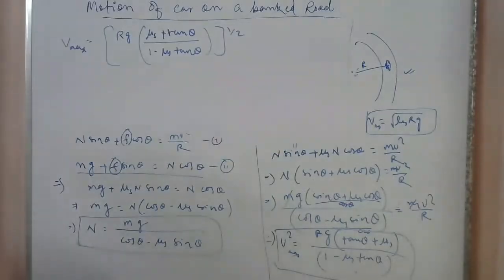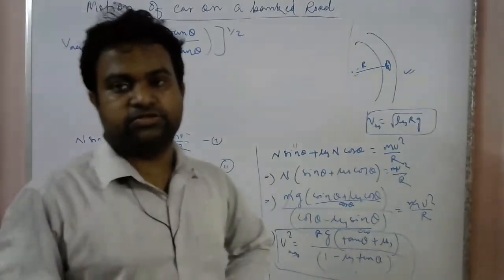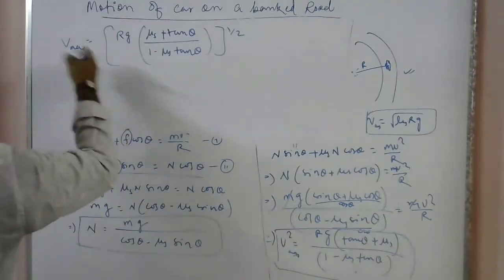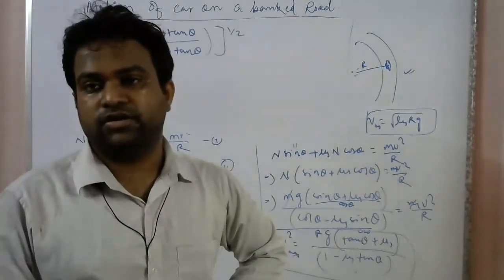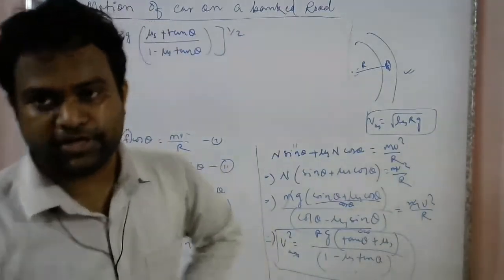Suppose the friction is not there between the tire and the road, it's frictionless, let's say. Still you can travel with some speed because of the banking, because of the theta angle of the road. Okay, so what speed can you travel? Sometimes in the exam this question comes also: if there is no friction between the road and your vehicle, can we travel, or what speed can we travel?